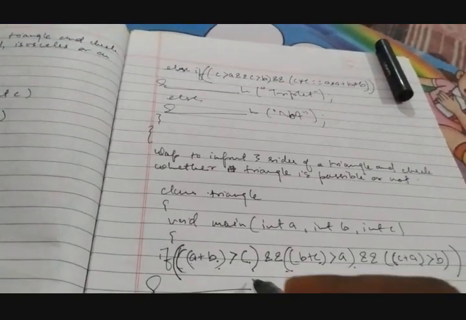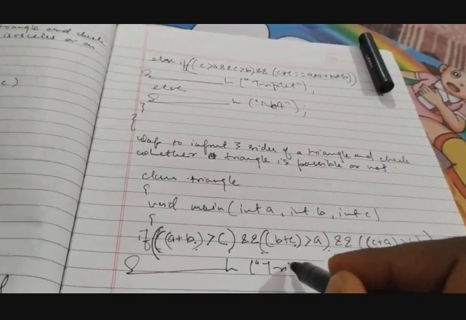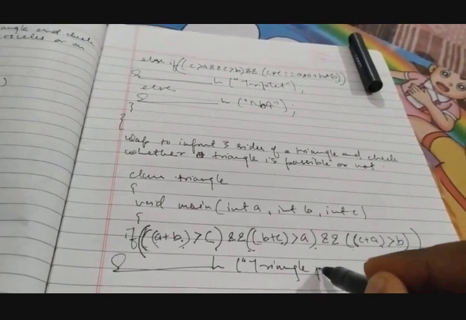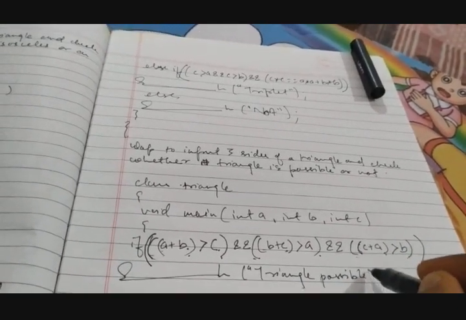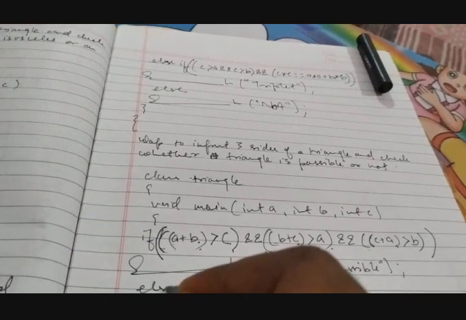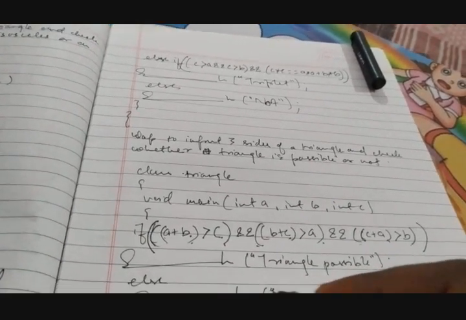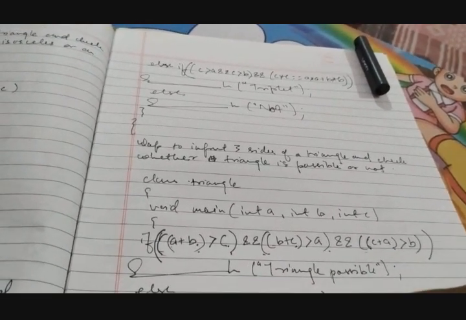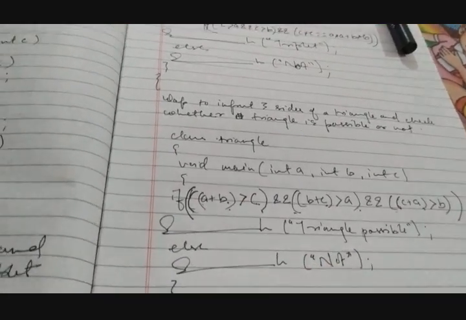Then triangle possible, else triangle is not possible. Close main, close class.